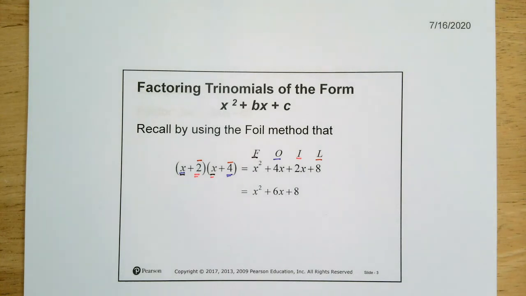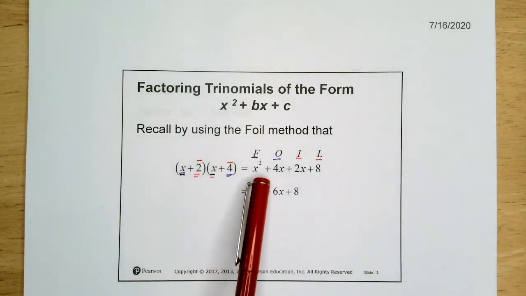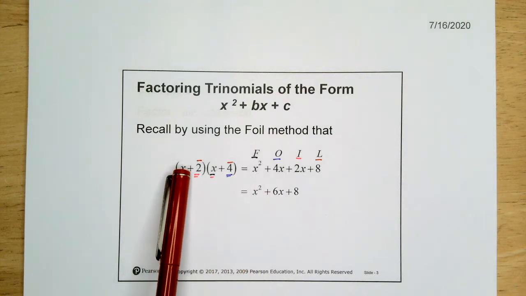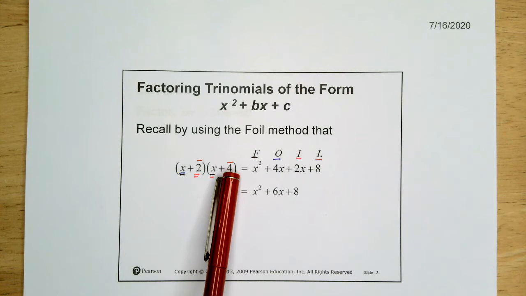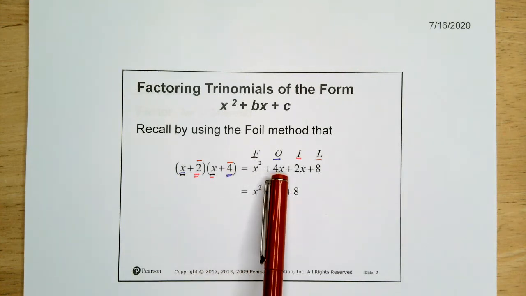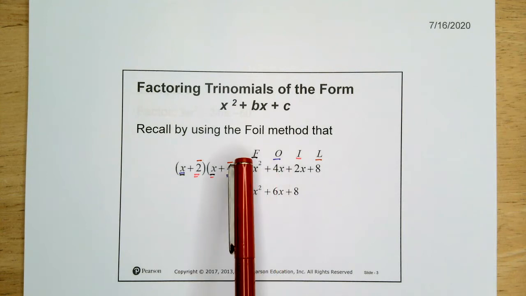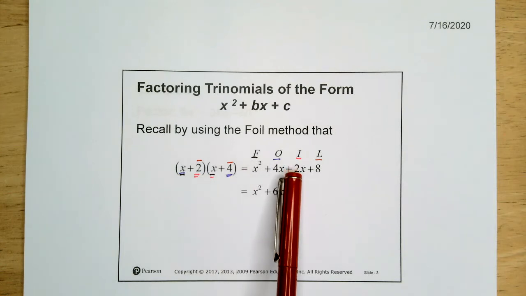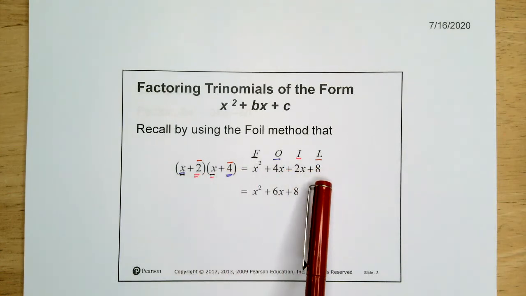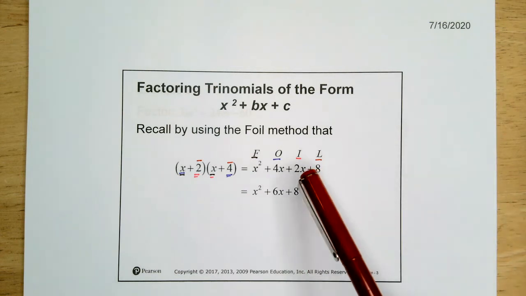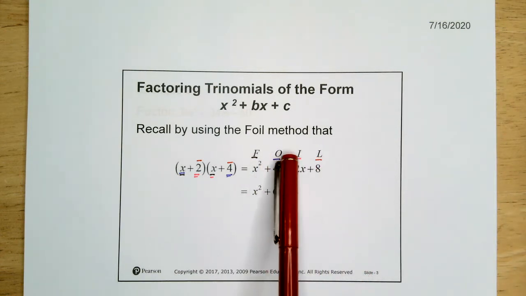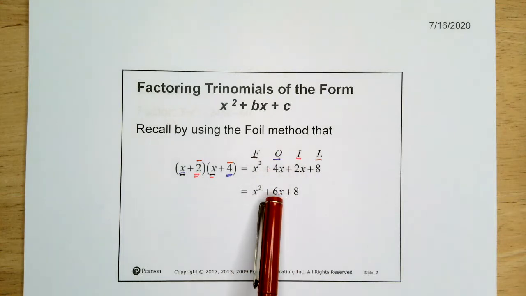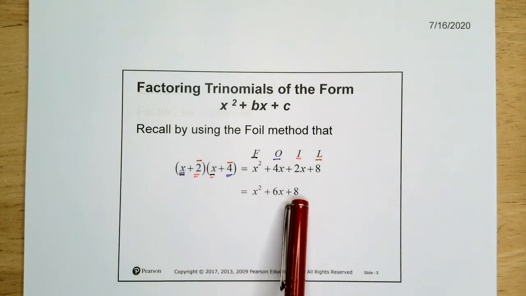Recall using the FOIL method that x times x becomes x squared, first. X times 4, outside, becomes 4x. 2 times x, inside, becomes 2x, and then 2 times 4, last, becomes 8. Then we simplify by combining the like terms 2x and 4x to 6x, so our final answer is x squared plus 6x plus 8. And now today we are just doing the FOIL method backwards.